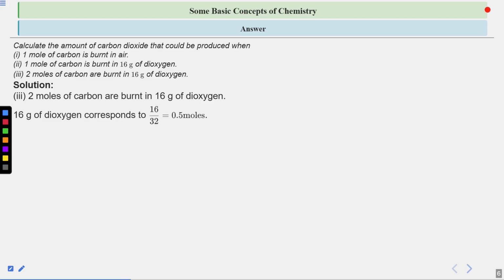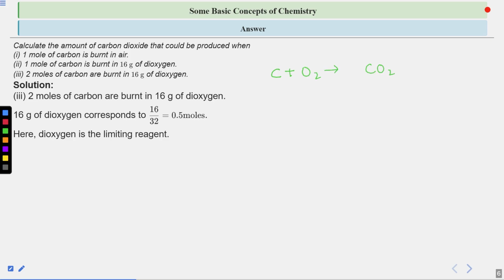Again, we will calculate the number of moles in 16 gram. We have already calculated it. It is 0.5 mole. Here, what is your limiting reagent? So let's see according to the equation. So write the equation each and every time.